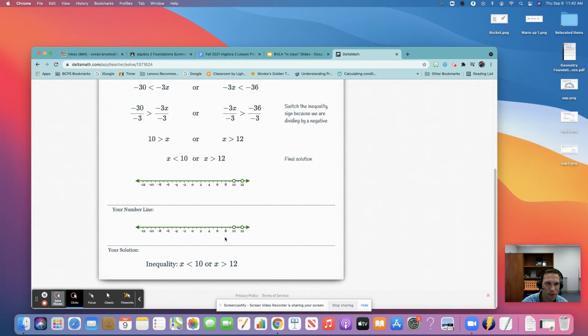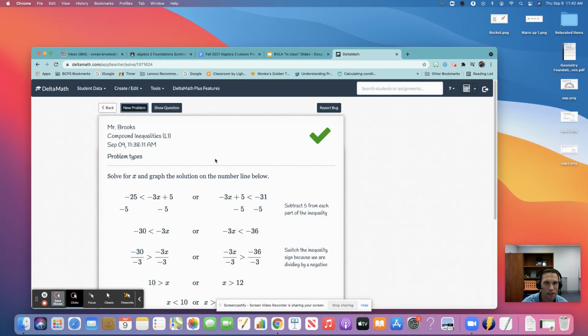Or graphs apart and graphs together. And hope that helps, guys.